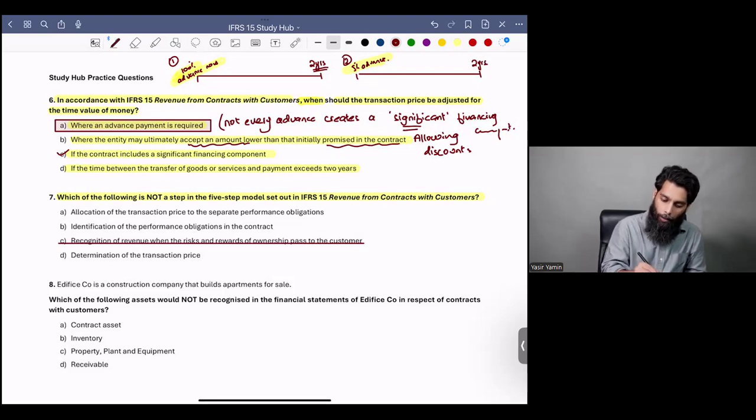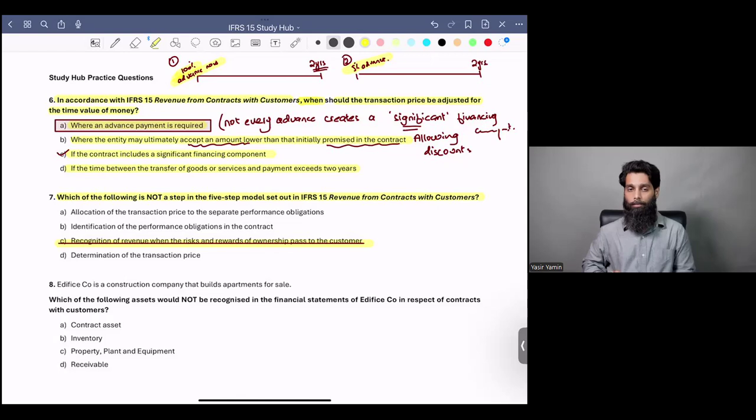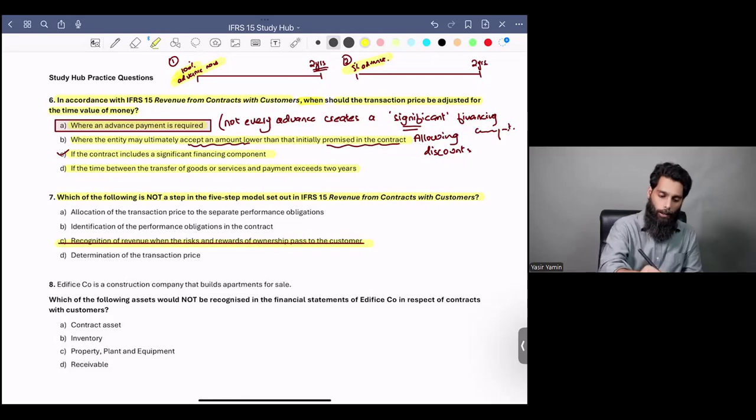Because guys, remember, under IFRS 15, recognition of revenue depends on satisfaction of performance obligation. Recognize revenue when the performance obligation has been satisfied, not when risk and rewards or ownership passes to the customer. So C is the answer. Correct. Good. 8th, Edifice Company.